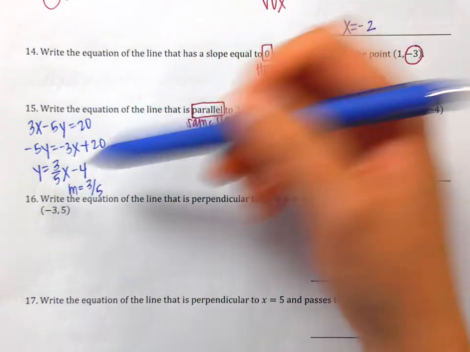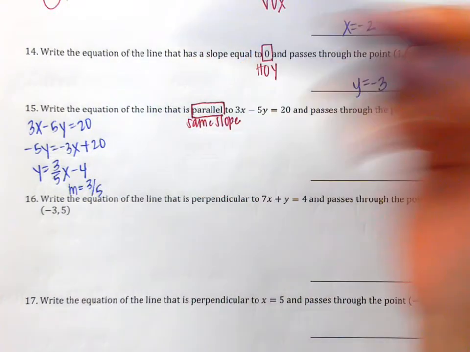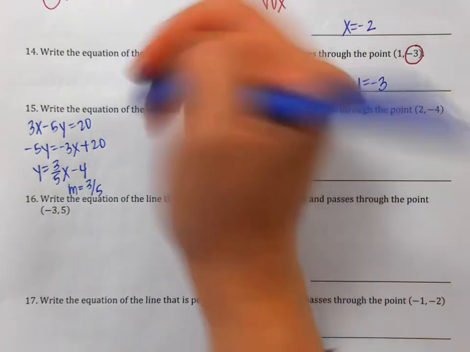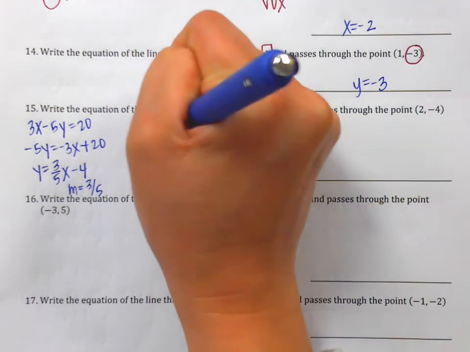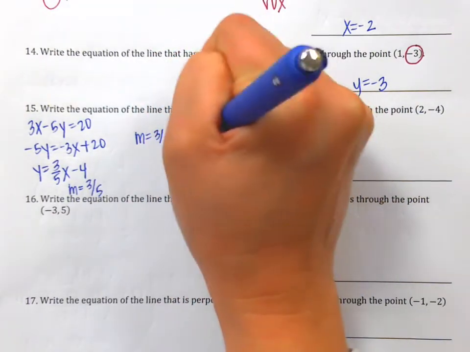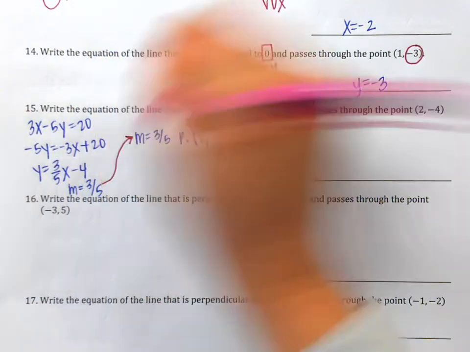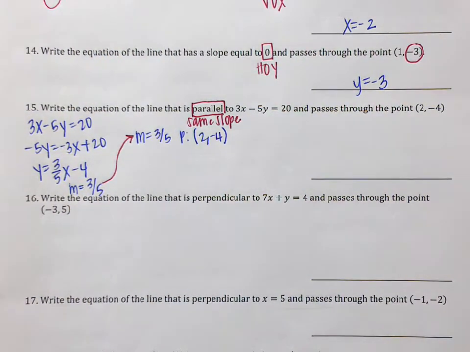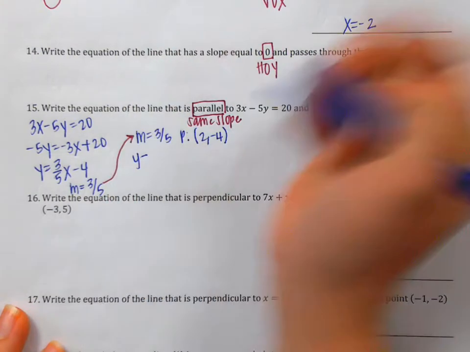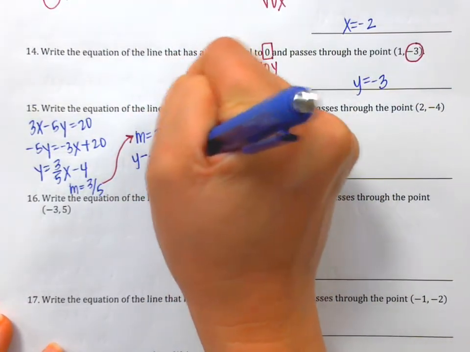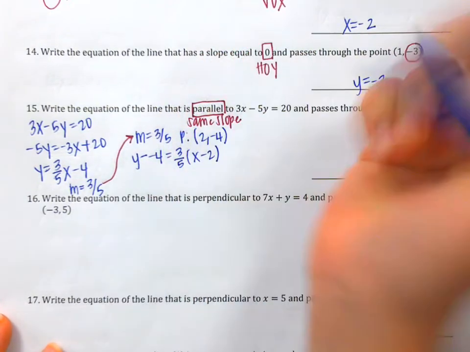So that tells me if the slope of this parallel line is 3/5, the slope of my new line that passes through this point is also 3/5. So my slope is 3/5 and my point is 2, -4. All I did was take the same slope and apply it to my new line. And now I can just plug that into y minus y1 equals m times x minus x1. So y minus -4 equals 3/5 times x minus 2.